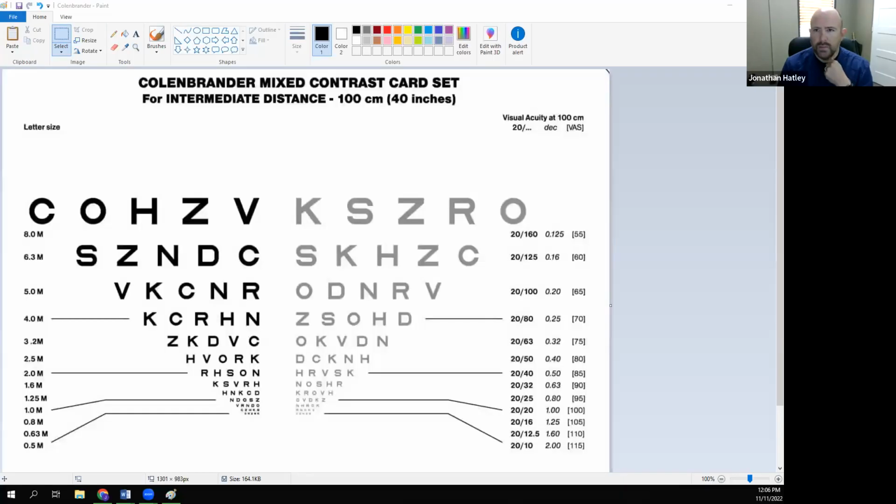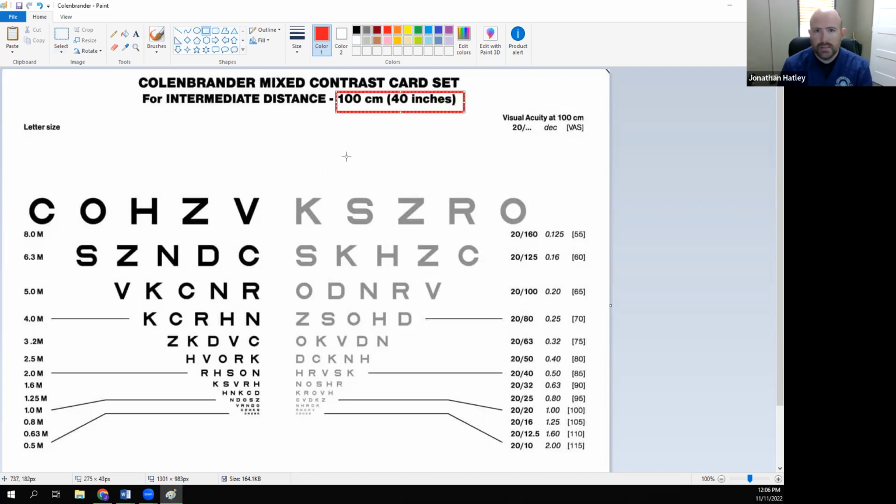I'm going to share my screen real quick so that you can see what this particular chart looks like, if it's not familiar to you. So this is the Colenbrander mixed contrast card. And a couple things that I want to note here. Do not pay attention to this number up here.